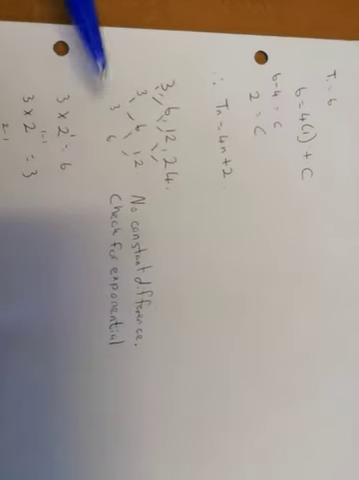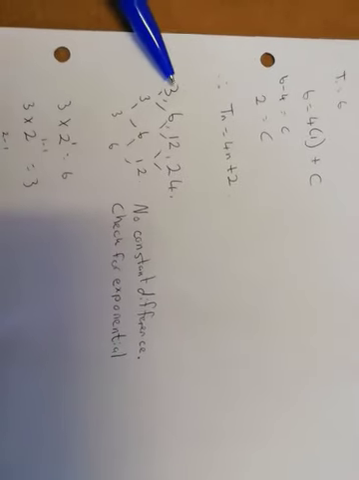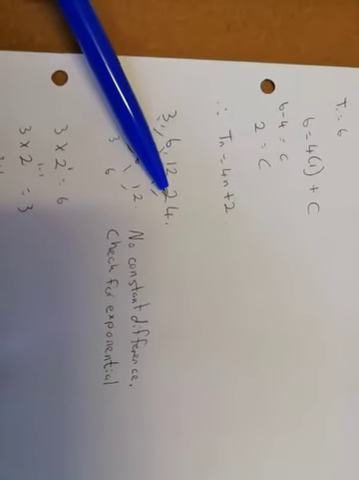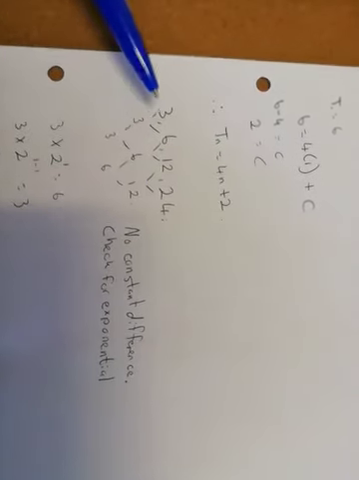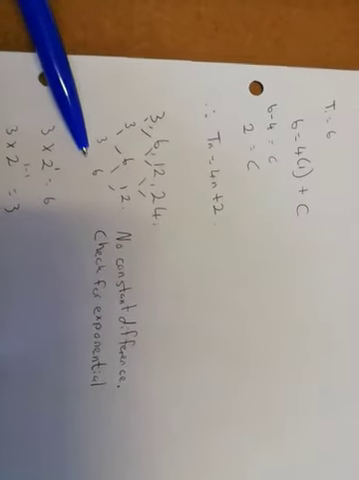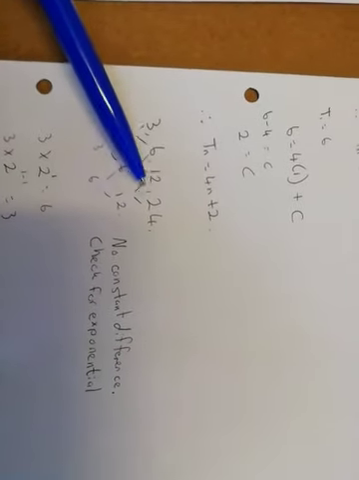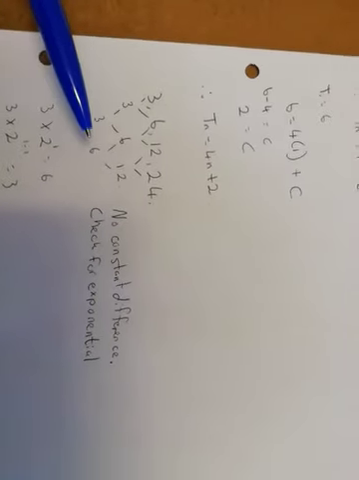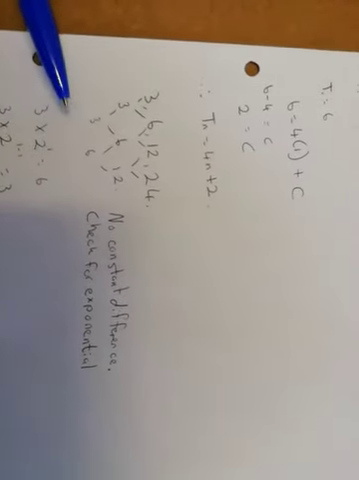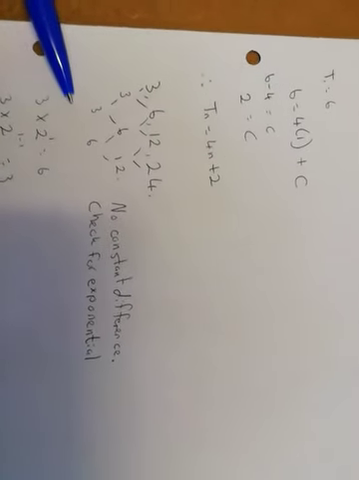Another one that they have is when you have no constant difference. So when you have 3, 6, 12, and 24, the difference keeps on repeating the main pattern every time. So 6 minus 3 is 3, 12 minus 6 is 6, 24 minus 12 is 12, and so it goes on. When this happens, you have to start looking at exponential patterns.